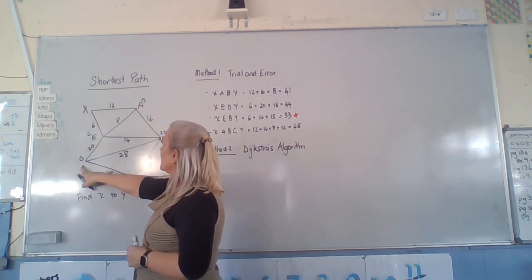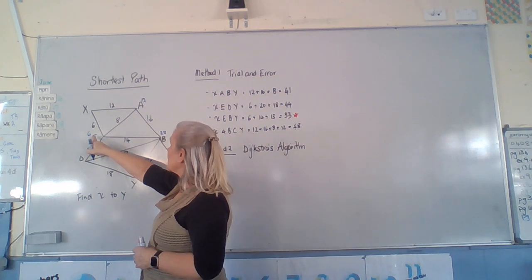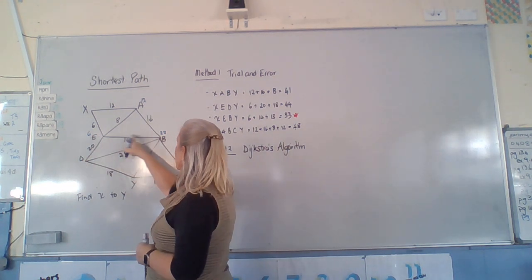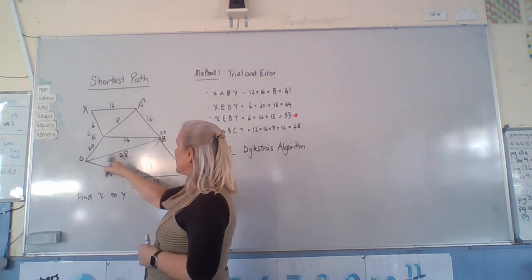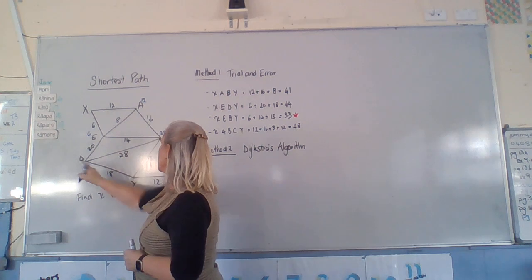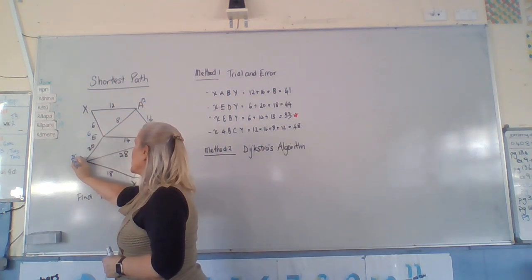Go back to D. The shortest way to get to D, 6 is definitely the shortest so far. Plus 20 is 26. 6 plus 14 is 20, plus that's 48. Where else could I go? I could go that way, but that doesn't seem to make any sense either. So 6 plus 20 is 26.